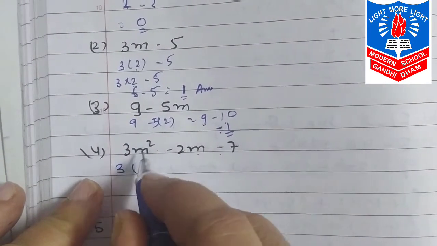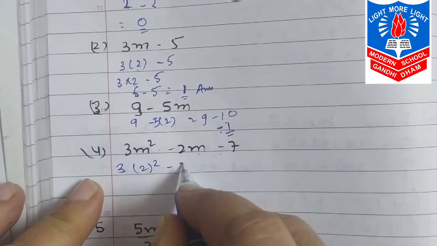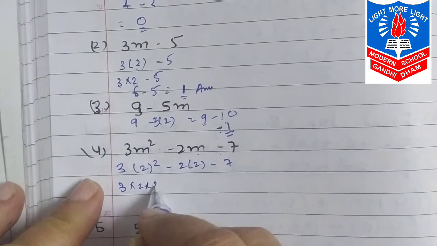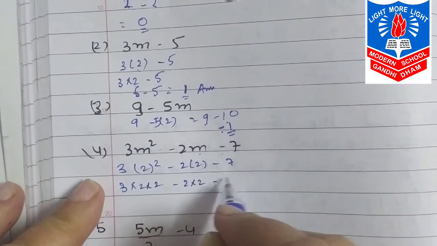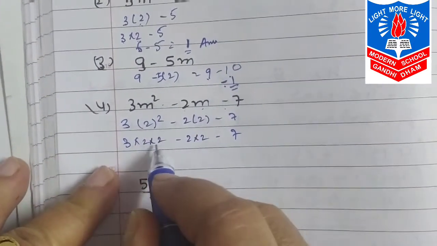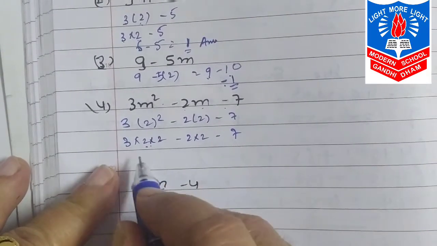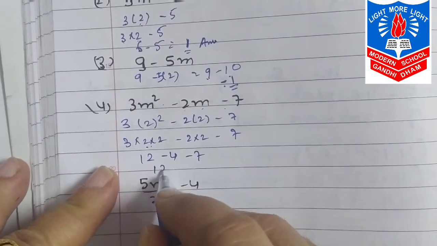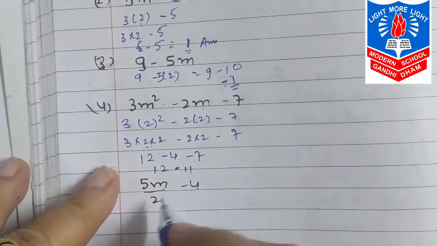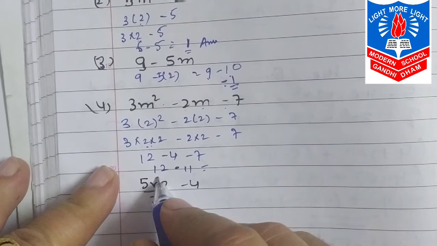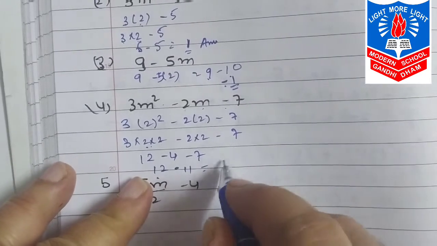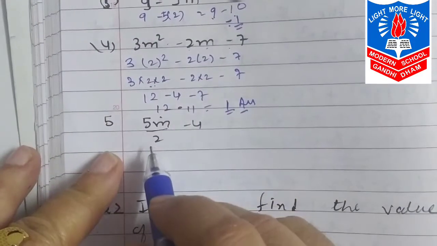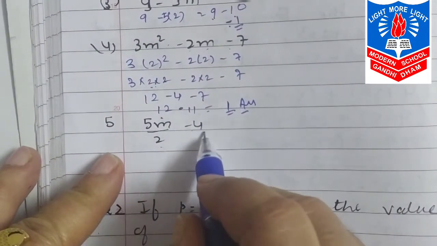Here the fourth one, 3m square minus 2m minus 7. Keep the value, m is 2. 3 into 2 square minus 2 into 2 minus 7. So 2 2s are 4, 4 3s are 12, 12 minus 4 minus 7. So 12 minus 11. Bigger integer is 12. So 12 minus 11 is 1. So the answer is 1.